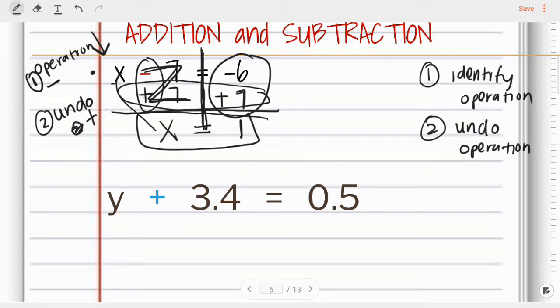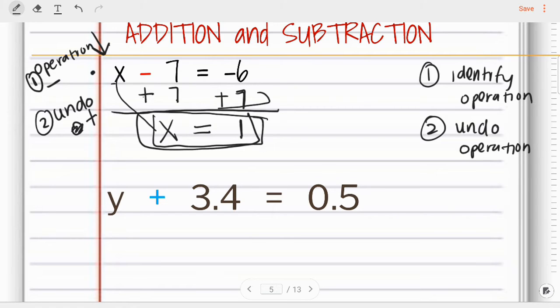Now I can always check my answer by looking back at the original problem. I'm going to erase this for a second. I can always test this by evaluating it. This is saying another name for x is 1. I'm going to go back up to my first line. If I replace x with a 1 and minus 7, do I get negative 6? Well, 1 minus 7, if I type that in my calculator, is negative 6. This checks out, so this is the correct solution.